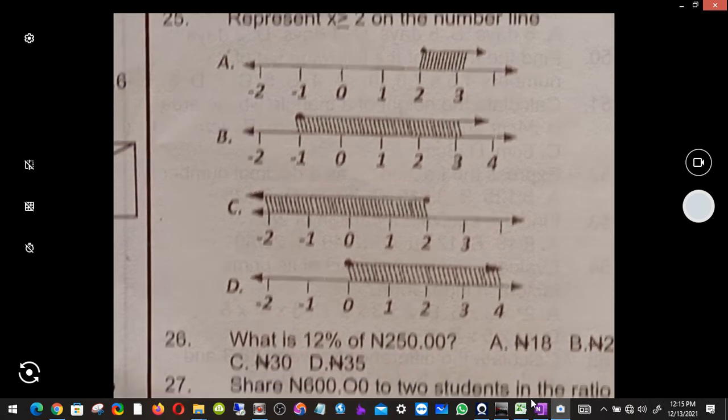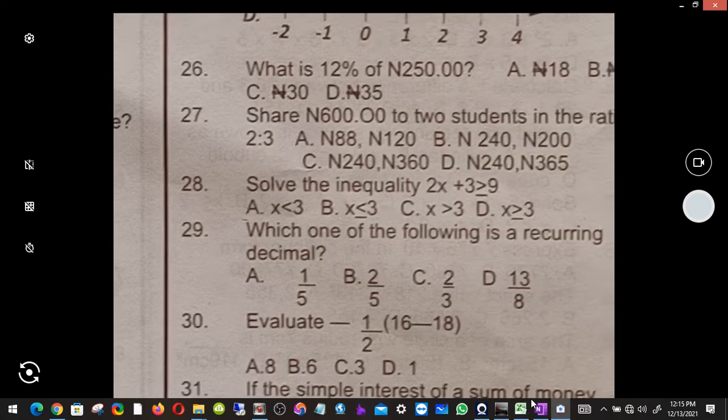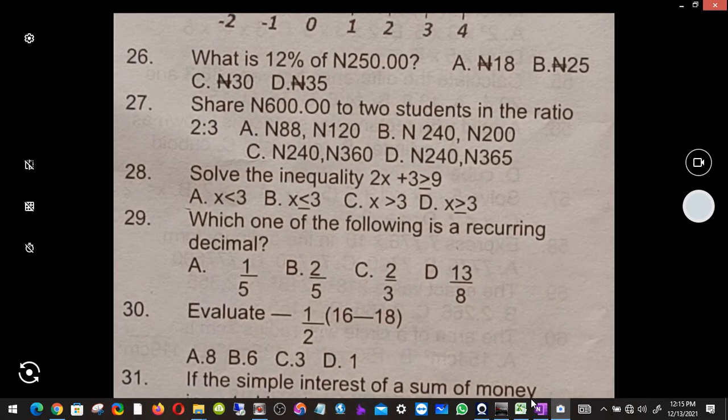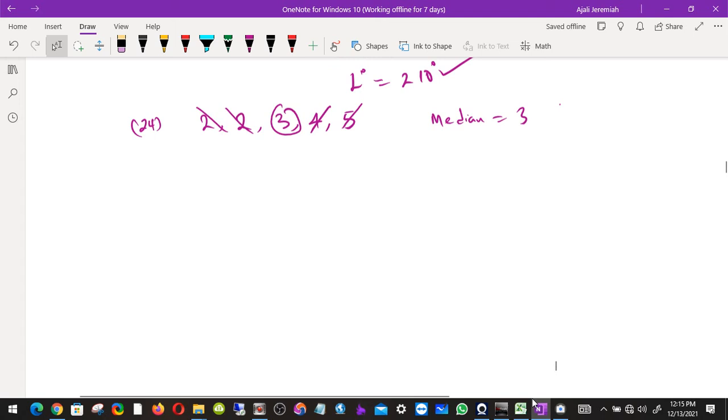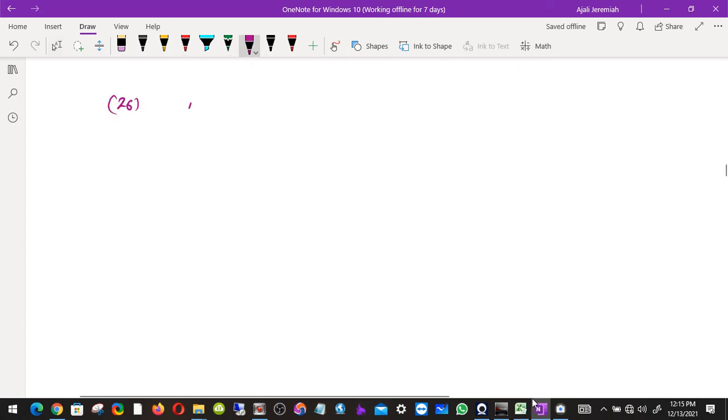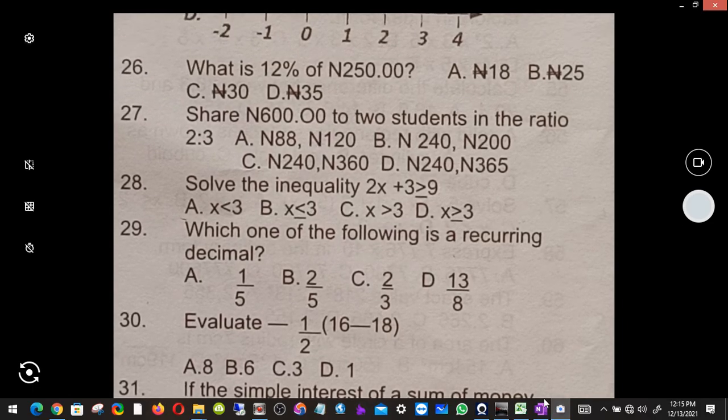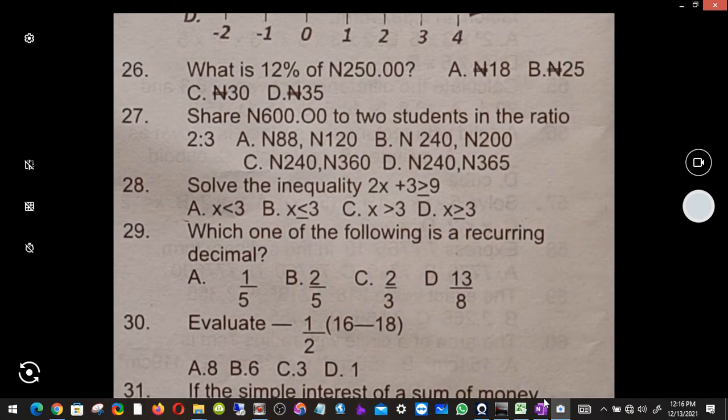Number 26. What is 12% of 250 naira? How do we calculate that? 12 over 100 times 250. Right? Zero cancels zero. Working it out, we get 30 naira. Option C. So 12% of 250 naira is 30 naira.